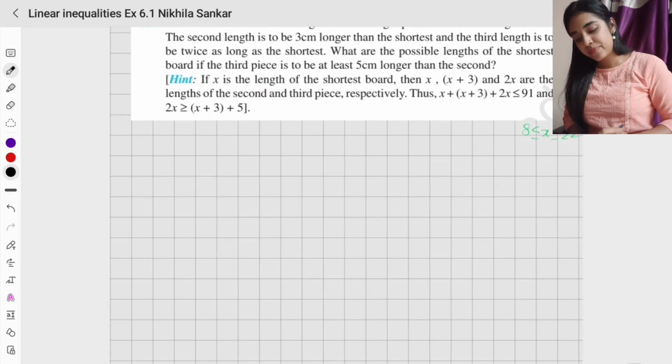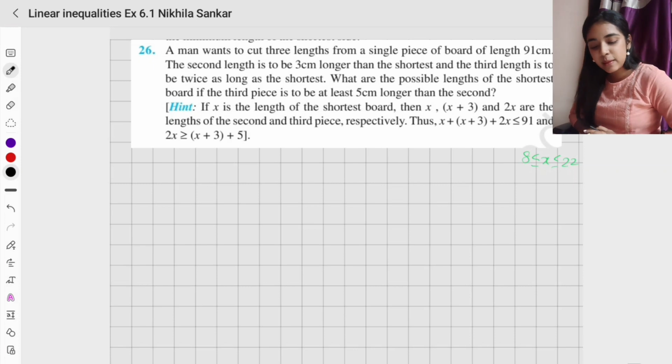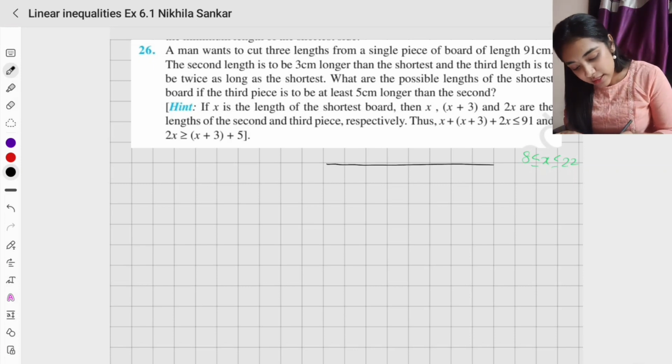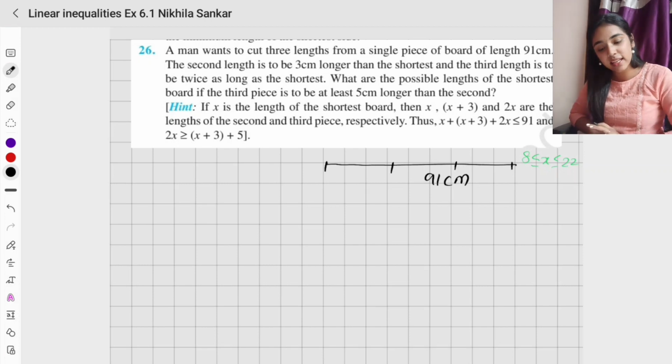Last and the final question of the exercise. A man wants to cut 3 lengths from a single piece of board of length 91 centimeter. ஒரு board இருக்கு, இது 91 centimeter. He wants to cut 3 lengths. So இந்த length, இந்த length, இந்த length, equal length கொடுக்கல.